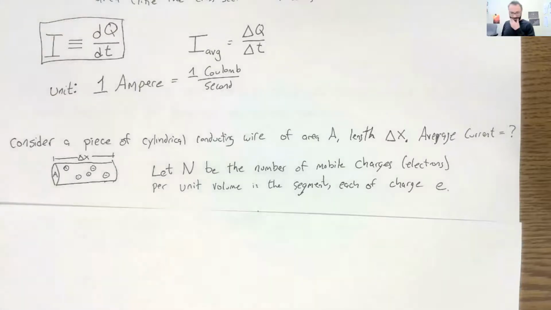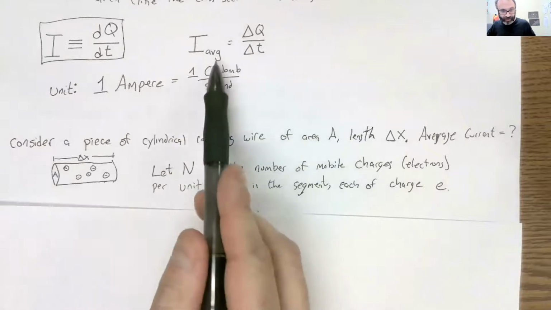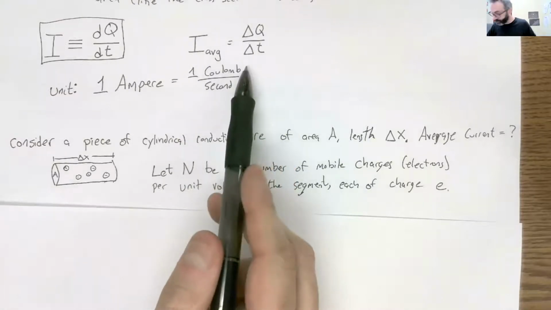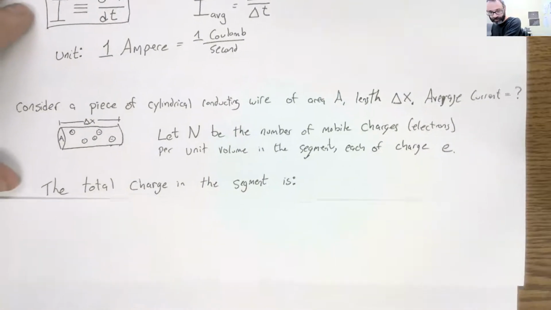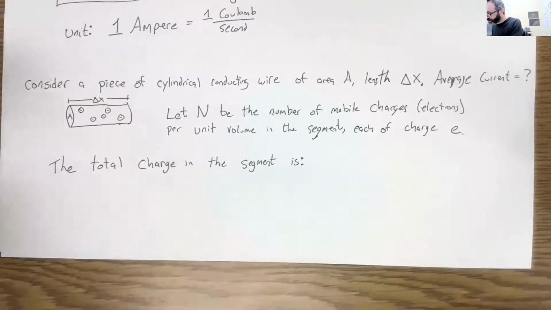All right, so let's try to get the average current. And remember, we say average current is the charge divided by the time. So let's start by finding the charge, the total charge in that segment.